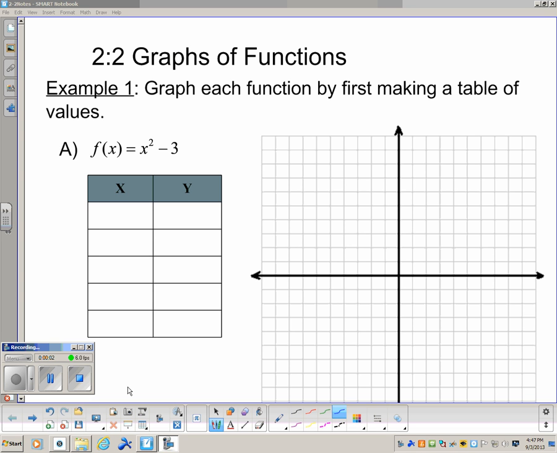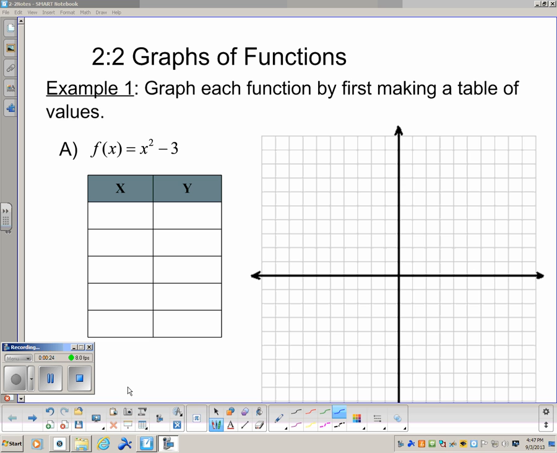Hello. So we are on to graphs of functions, and you are hopefully doing this at home. Example one: we're going to graph each function by first making a table of values. Today we're just going to graph out some functions, so you can make a table of values and then transplant those values to the graph.